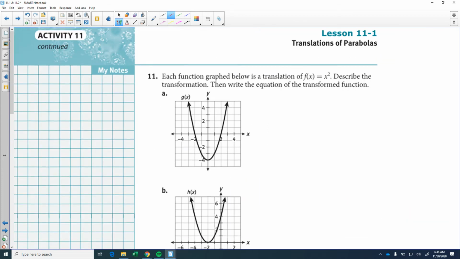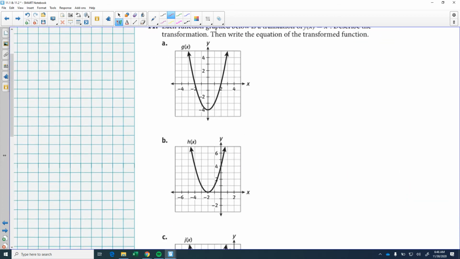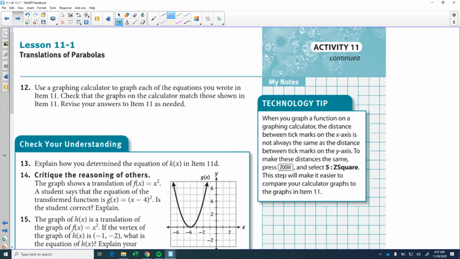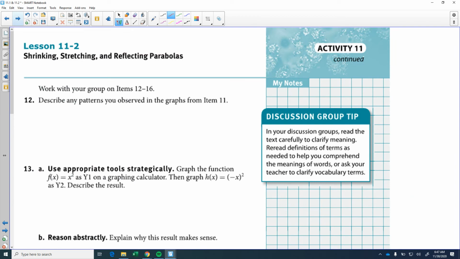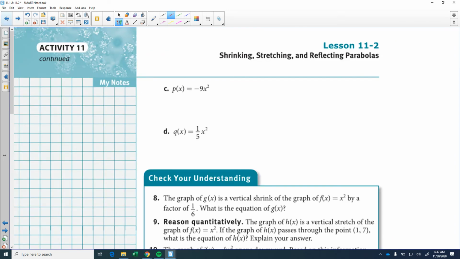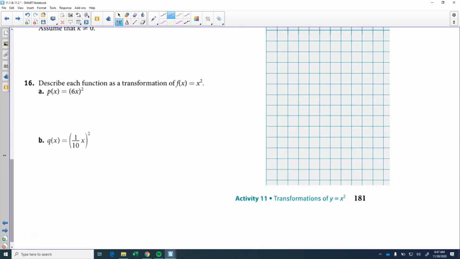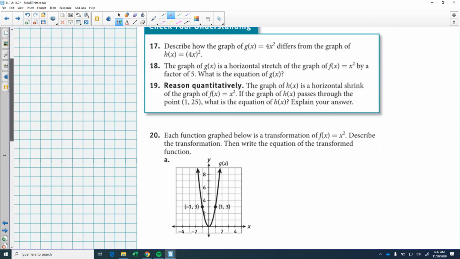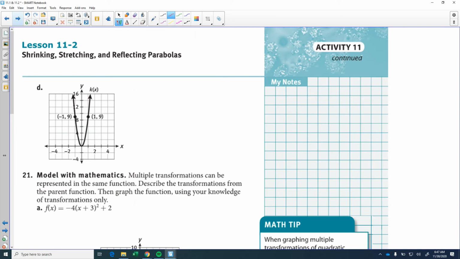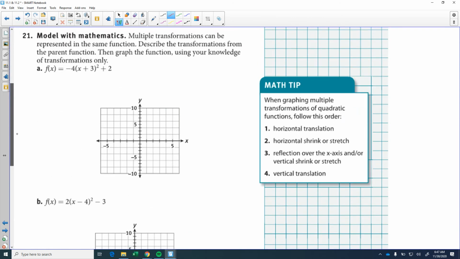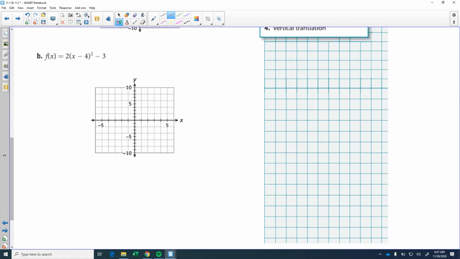So if we go to a particular problem, let's try to find one that we can use here. Let's see if I can find a graphing one. Should be one popping up here. Perfect, right here. Let's say I wanted to graph this equation here: 2(x minus 4) squared minus 3.